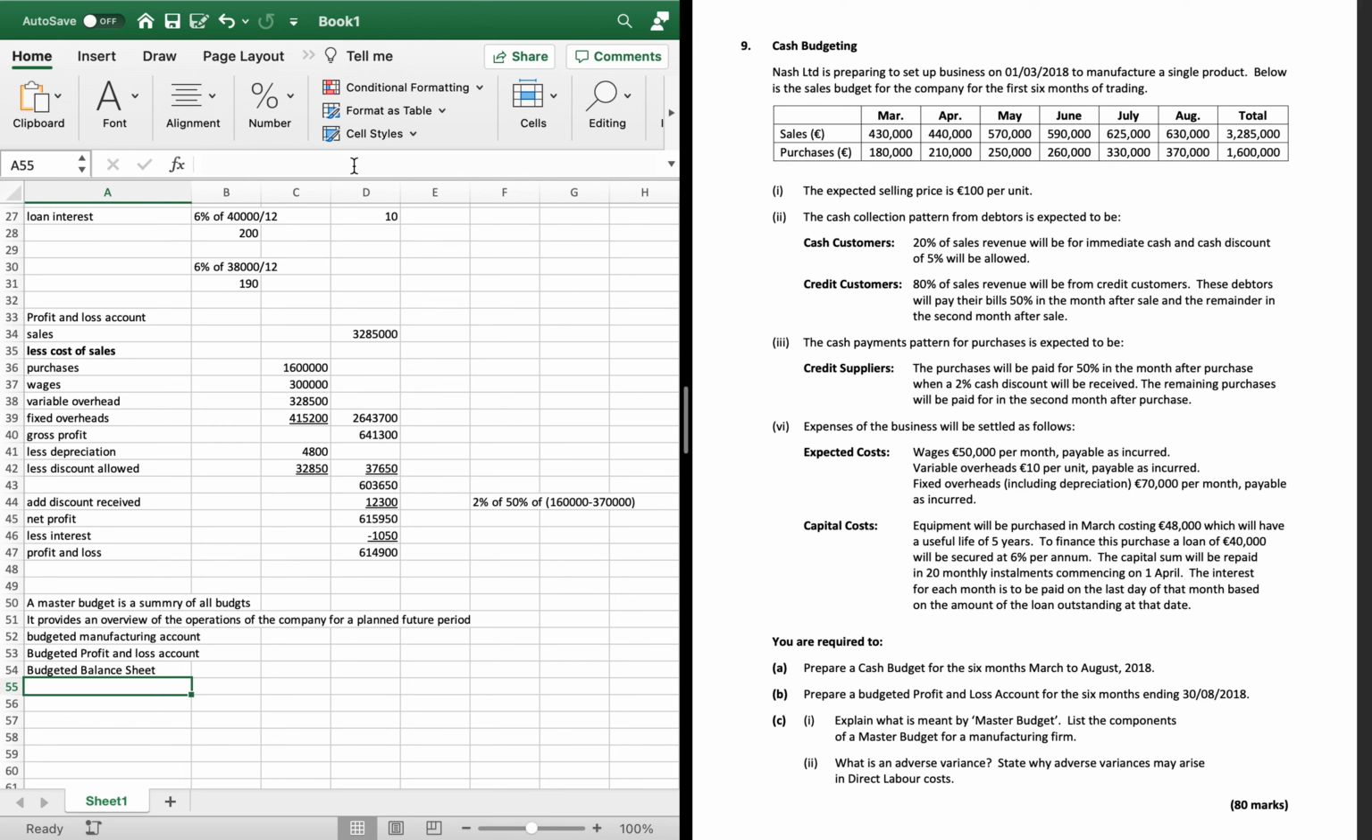What's an adverse variance? An adverse variance is where costs exceed what you expected them to be in a budget. So adverse means worse. So it's where actual costs exceed budgeted costs, or where actual sales are less than budgeted sales.